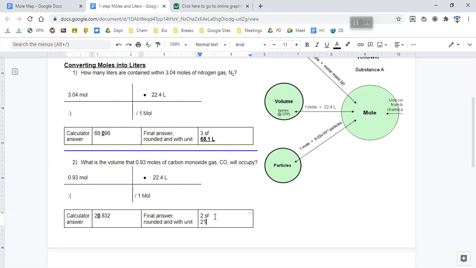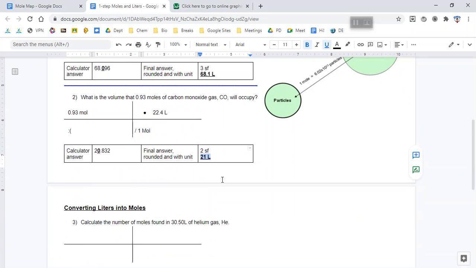The unit that I'm going to put on here is, I was looking for volume, okay? The unit that ended up on the top right of my fence is the unit that goes on my answers, so that is liters. So my final answer here is 21 liters, less than the first one. Now let's try the other way.